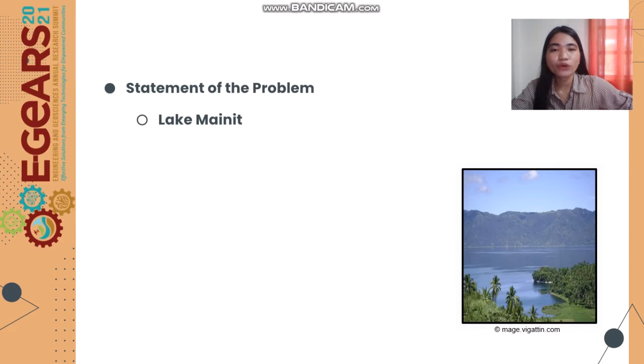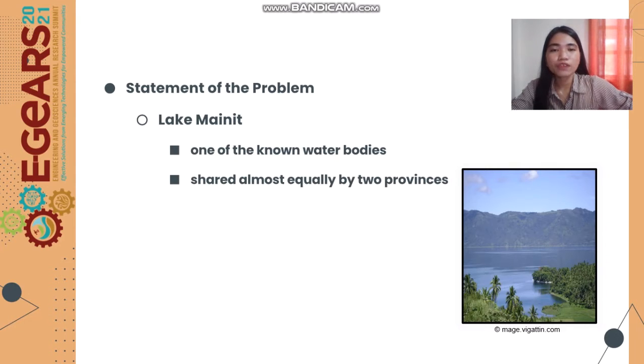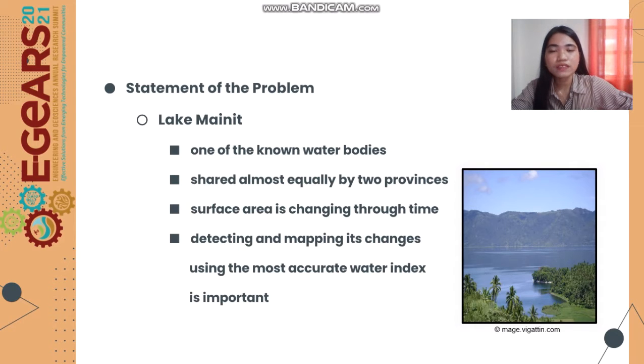Lake Mainit is the fourth largest lake in the Philippines. It has a surface area of 17,060 hectares, a shoreline of 62.1 km long, and a watershed area of 87,072 hectares. Lake Mainit is one of the known water bodies shared almost equally by two provinces, Agusan del Norte and Surigao del Norte. However, the surface area of Lake Mainit is changing through time. Thus, detecting and mapping its changes by using the most accurate water index is important.